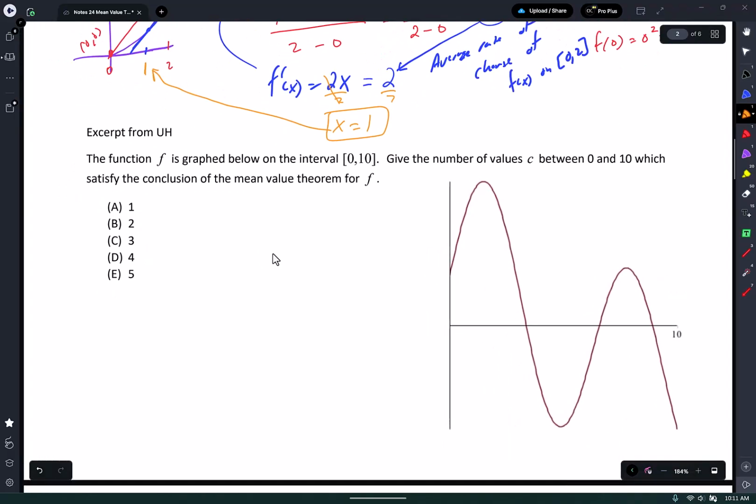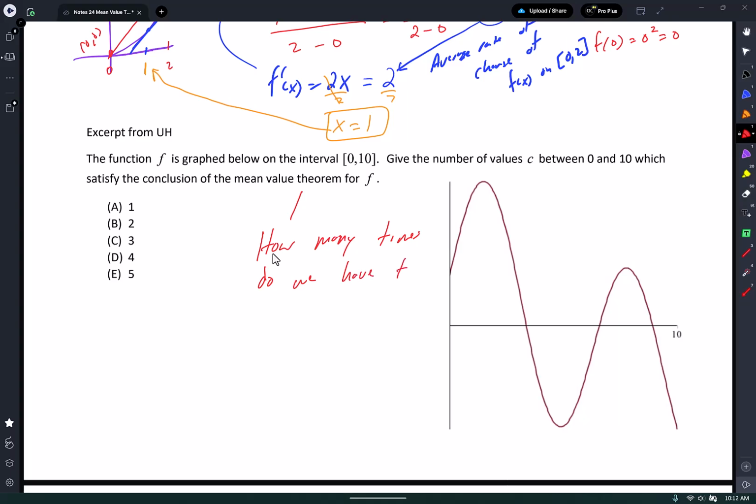Don't rush into conclusions. It says the function f is graphed below in the interval. Give the number of values c between 0 and 10, which satisfy the conclusion of the mean value theorem. All it means, so let me go ahead and write it in words. How many times do we have tangent lines parallel to the secant line?